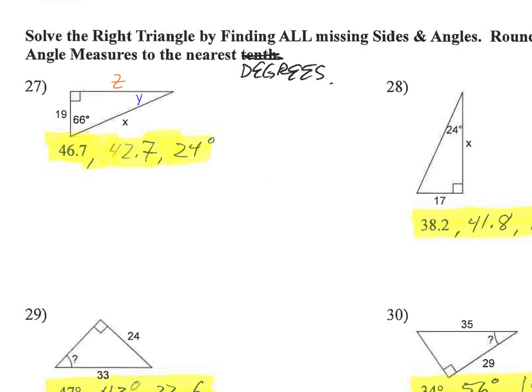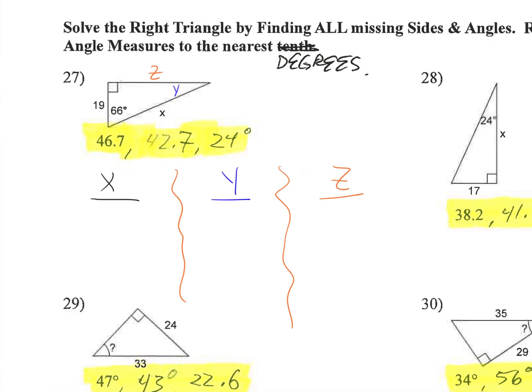So I'm going to set out, I've got to look for X, I've got to look for Y, and I've got to look for Z. All right, X is a missing side. So they gave me an angle measure and one side, so I can use trig to find the other one. If 66 is my reference angle, 19 is my adjacent, and the X is the hypotenuse. So that's A and H.